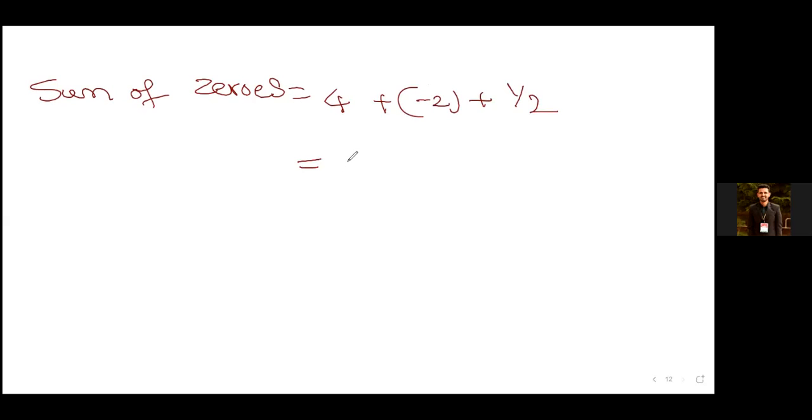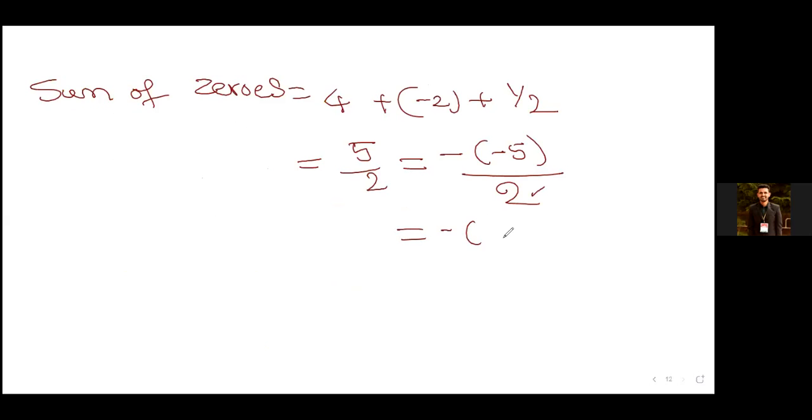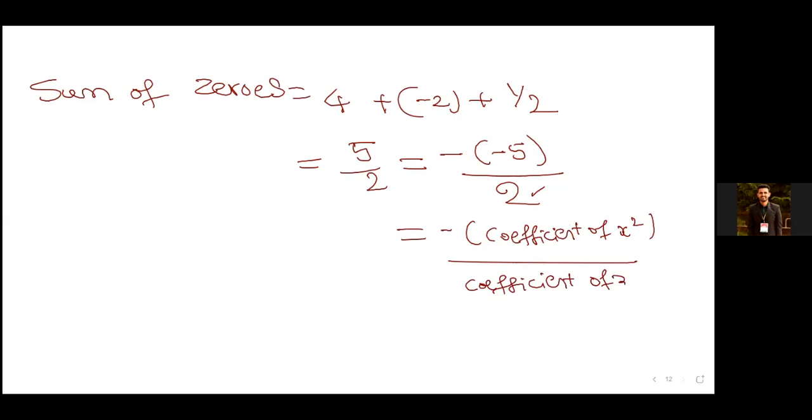Then the sum of zeros is equal to 4 plus minus 2 plus 1 upon 2. This we get 5 upon 2, which is equal to minus of minus 5 upon 2. And you can see this minus 5 is the coefficient of x square, right? And 2 is nothing but the coefficient of x cube. This is minus of coefficient of x square upon coefficient of x cube.